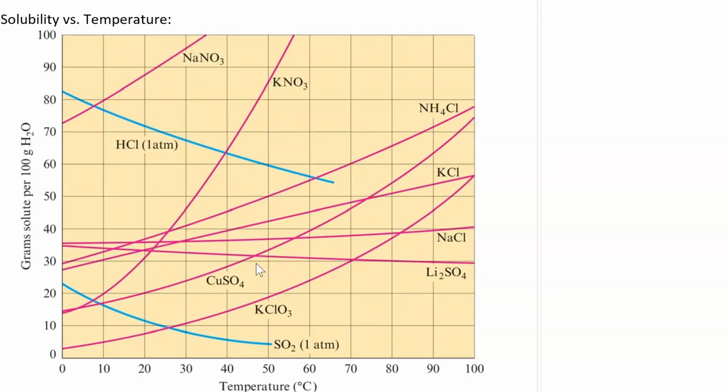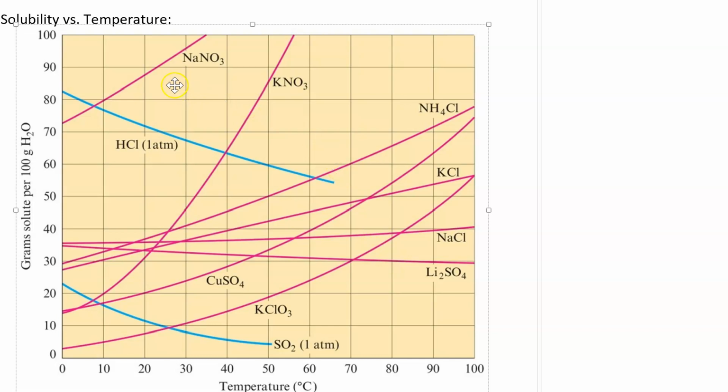Here's a graph showing how temperature affects the solubility of some substances. Notice, most of these purple lines slope upward, and these are mostly ionic compounds. For almost all of these ionic compounds, the solubility increases as the temperature goes up. One exception is lithium sulfate, which at 0 degrees you can get 35 grams to dissolve in 100 grams of water. By the time you've gotten to 80 degrees, you can only get 30 grams.